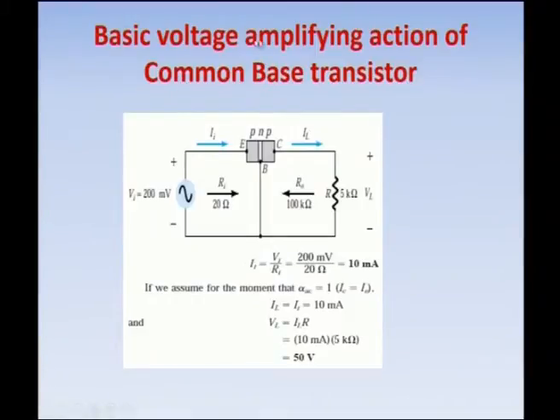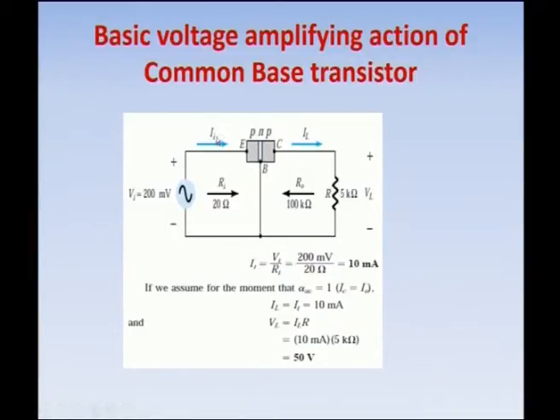This is the voltage amplifying action of the common base transistor, which is demonstrated with a small example here. It is the PNP transistor considered for the common base configuration. Base is common to the emitter and the collector terminal, and a signal is given. The signal has a voltage of 200 millivolts. The current is flowing through the terminal E and from the collector IL.